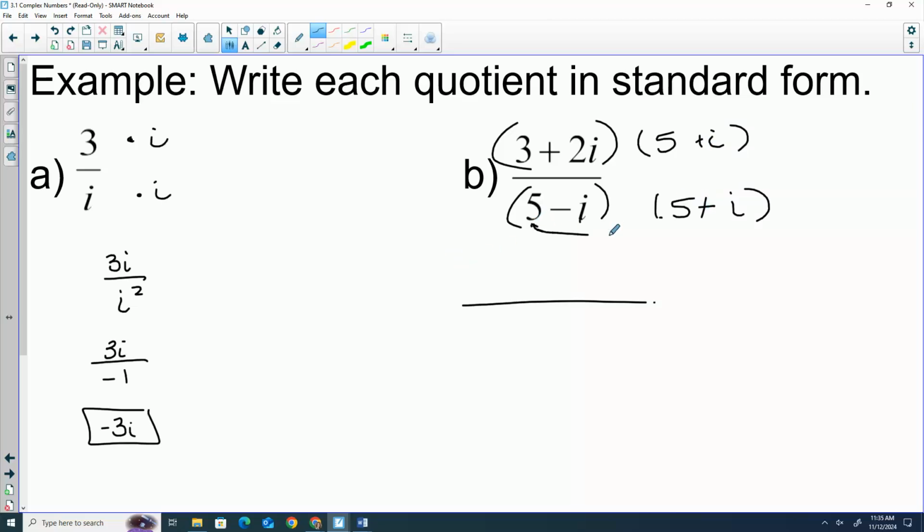So then if we multiply, we get 25 plus 5i minus 5i minus i squared. Will that get rid of the i's? Yes. Okay, so this is the route we need to go.